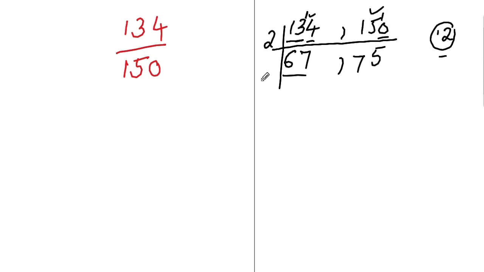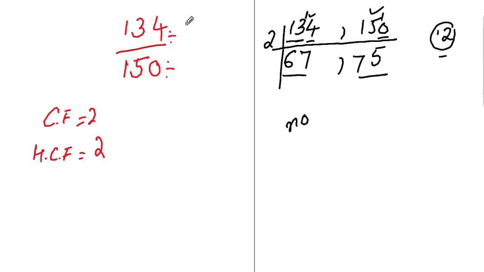2 times 5 is 10. Okay, so now if you look, 67 is a prime number, and that's why we have no other common factor here. So what we can do here, we can write 2 as a common factor, and 2 is also your highest common factor because this is the only common factor we could find here. So what you need to do, simply divide both your top and bottom number by your HCF and get your answer, and your answer is already written here, 67 and 75.